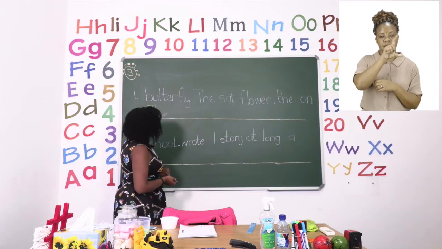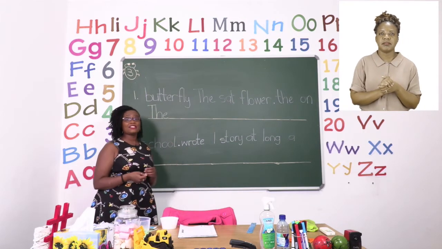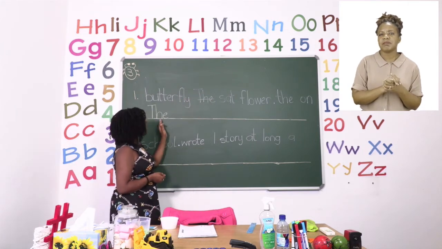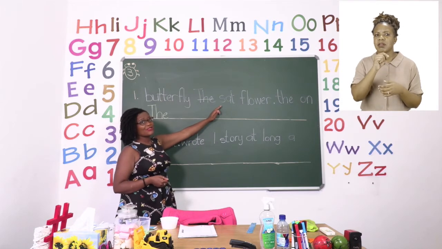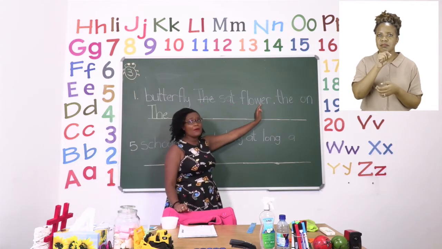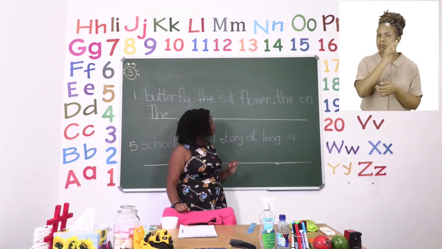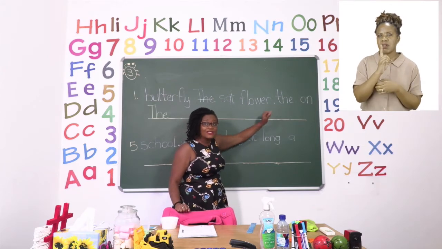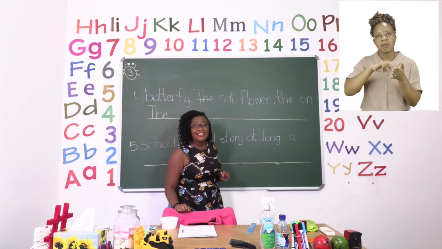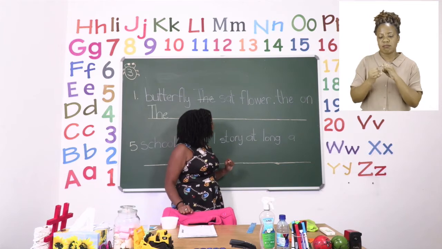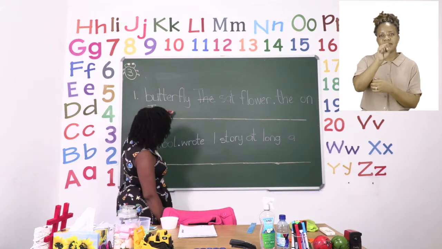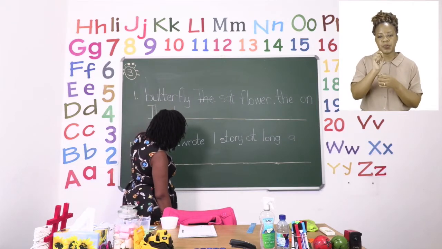Now we have the word the. And from here we need to figure out what the sentence says. Can we say the sat? No, we can't. How about the flower? Maybe, but because we can see a full stop after the word flower, that means this is the last word in our sentence. So we need to continue to look. How about the butterfly? Yes, so now we are going to write the word butterfly.